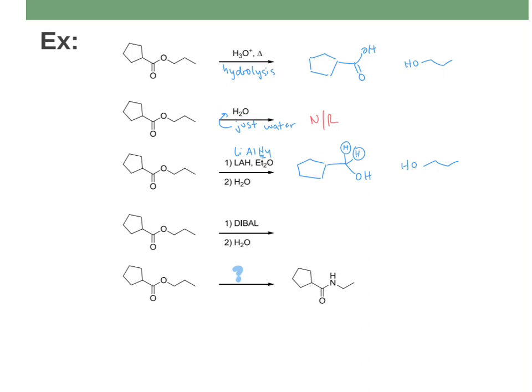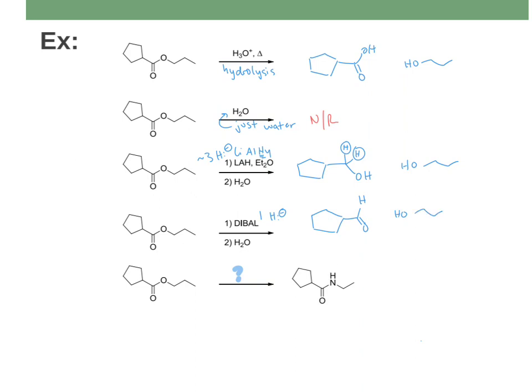Versus DIBAL, we said just added 1 hydride, right? So I had 1 hydride. We said LAH was more like 3, a little over 3 hydrides. And so DIBAL is going to give me the aldehyde. And then you'd get the corresponding alcohol with LAH.